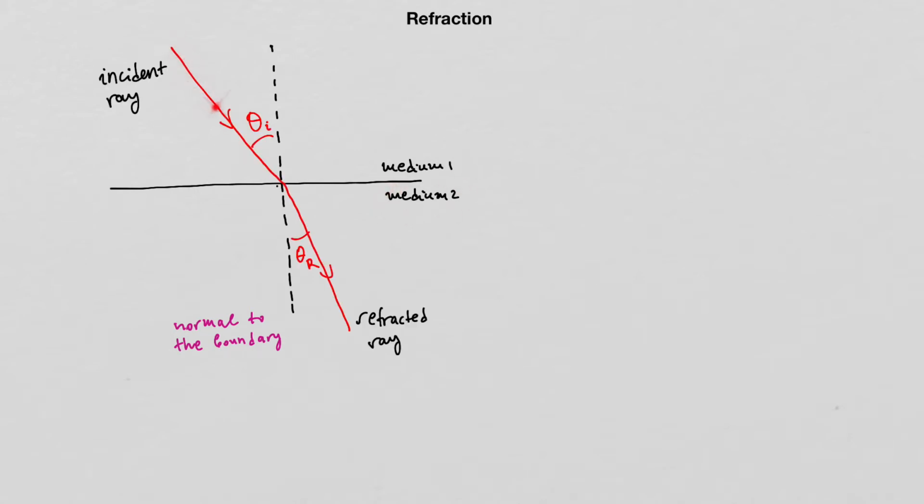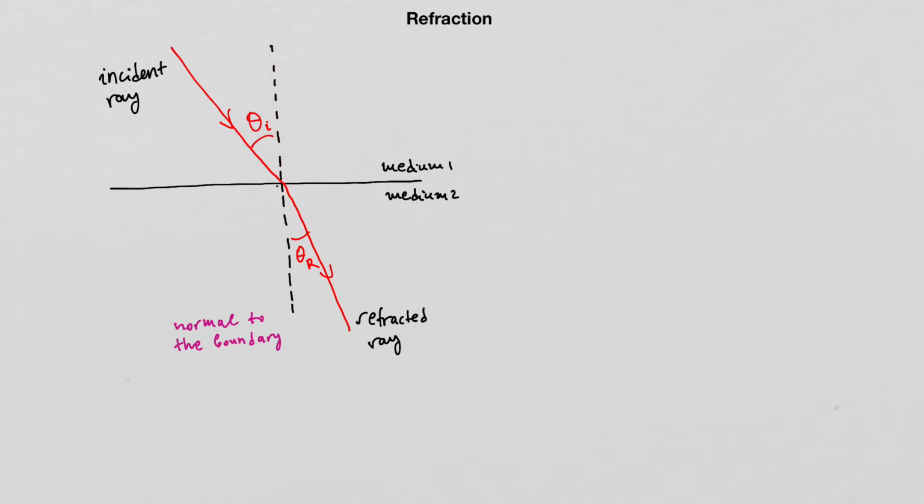Examples of two media that are in contact with each other would be air and water, or water and glass, or any other combination of materials. Let's also draw an imaginary line that is perpendicular to the boundary between the two media. This imaginary line is called the normal to the boundary. Now let's look at the path of a light ray that is coming from medium 1 and passes into medium 2. So here is the incident light ray.